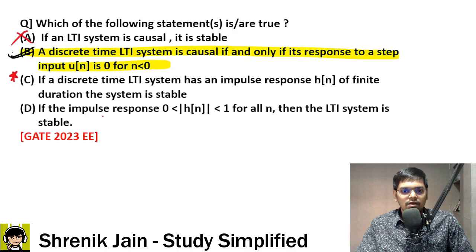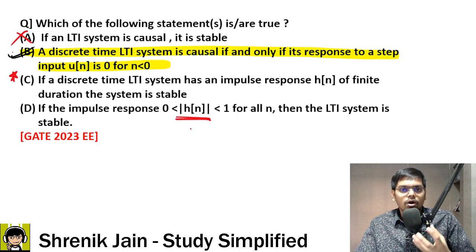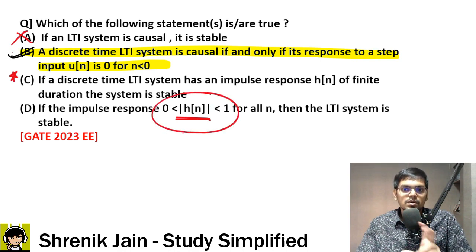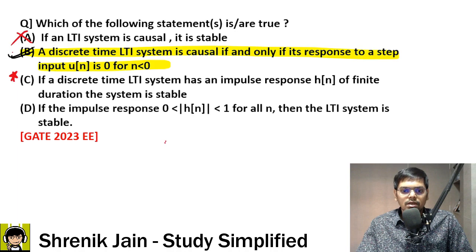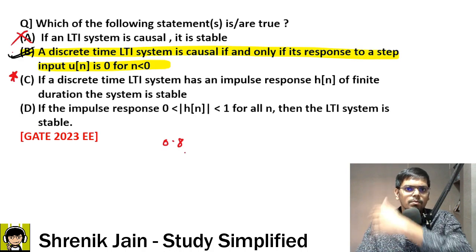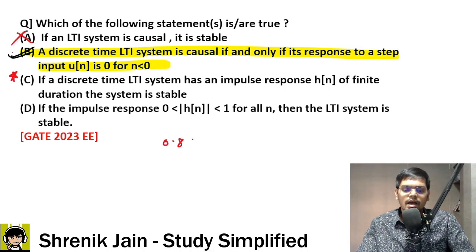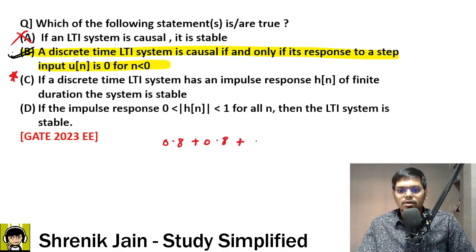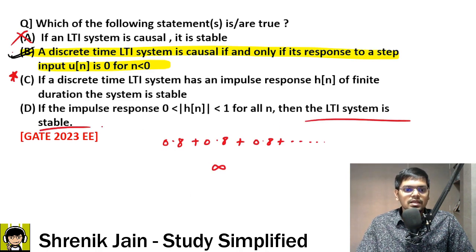And finally, Delhi: if the impulse response is this, then the system is stable. Now this is tricky because here mod of h of n, basically the amplitude nature they are giving us, is between 0 and 1. So if I try to do the summation, suppose h of n is 0.8, 0.8, 0.8, many sampled terms like this we have. If I try to add them, 0.8 plus 0.8 plus 0.8 and so on and so forth, the answer would be infinity. If the answer is infinity, then how come this LTI system is stable? If the answer is infinity, it should be unstable.